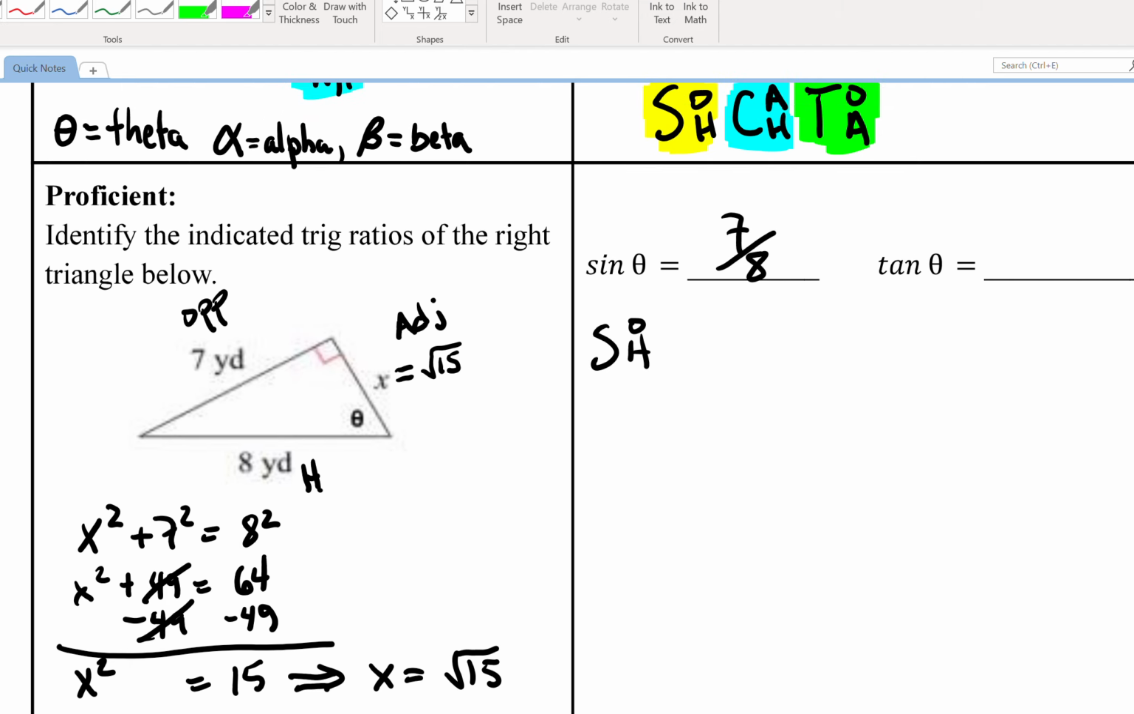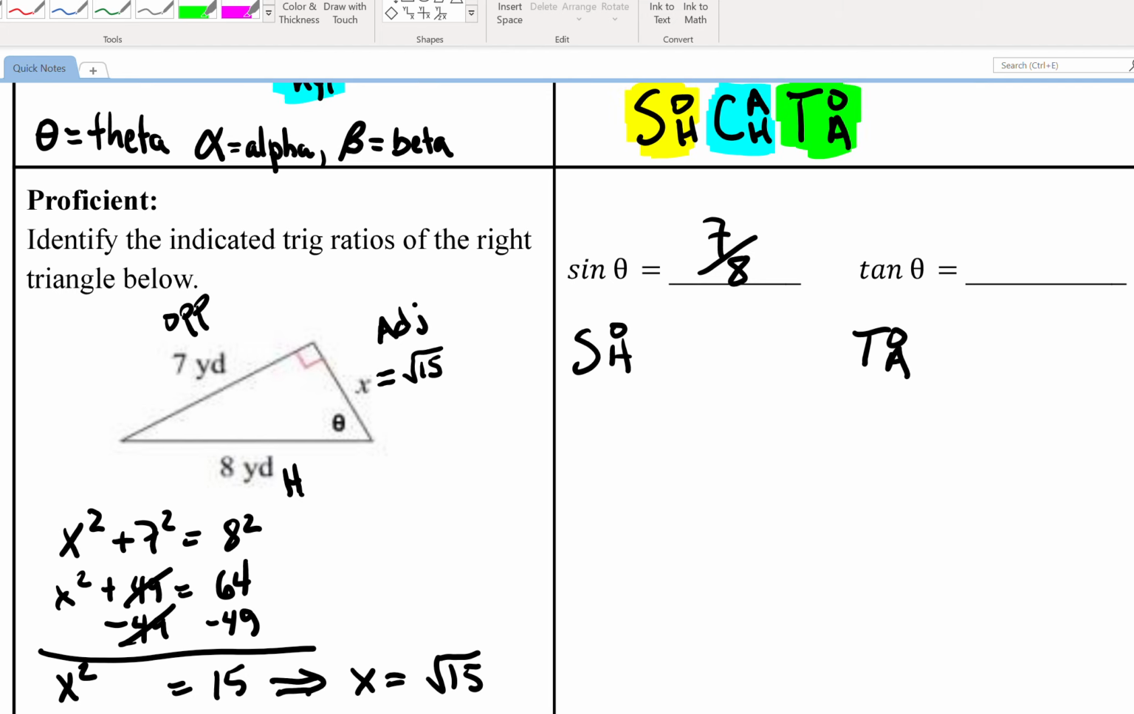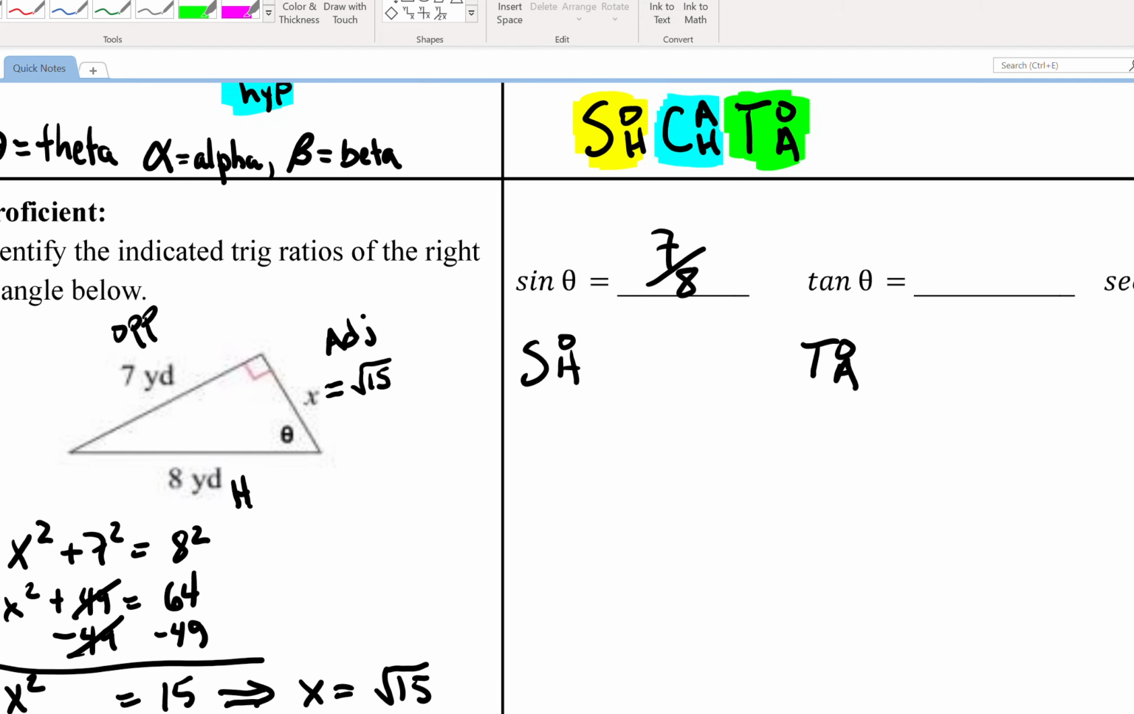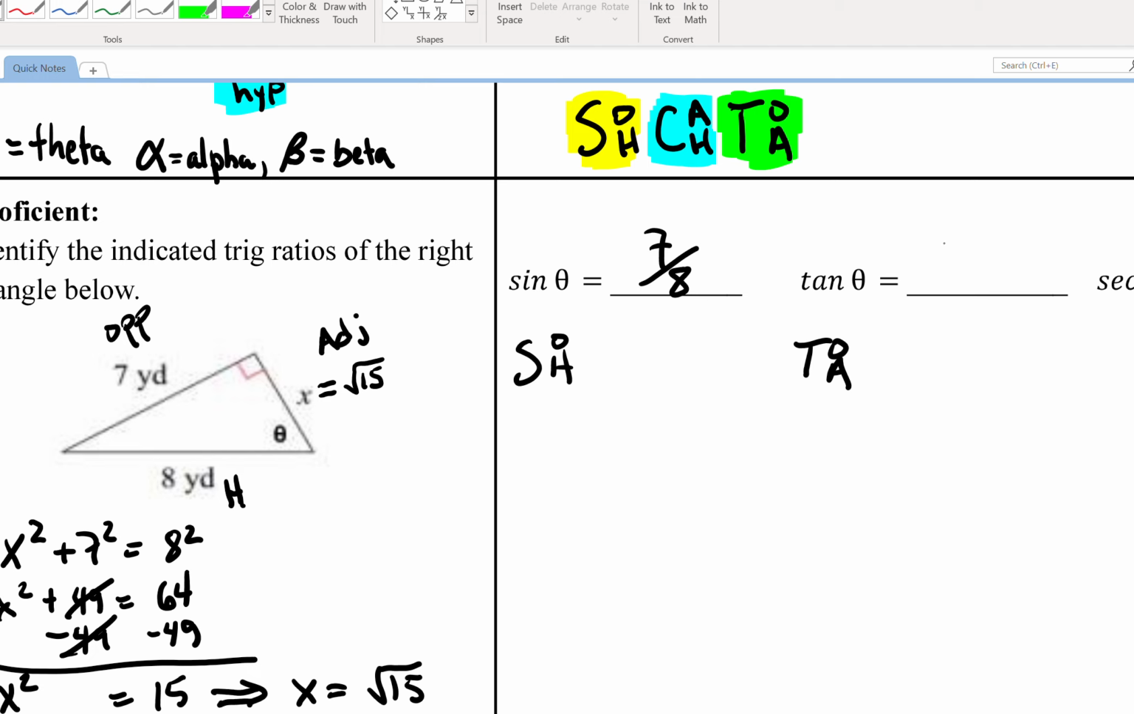The tangent is O over A, TOA, so CAH TOA, that's 7 over root 15. 7 over the square root of 15. So again, that's O over A. And we've got those numbers, 7 over root 15.